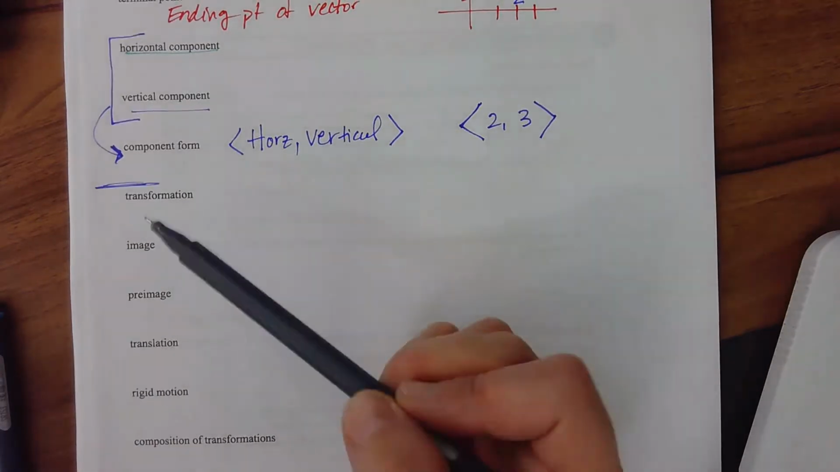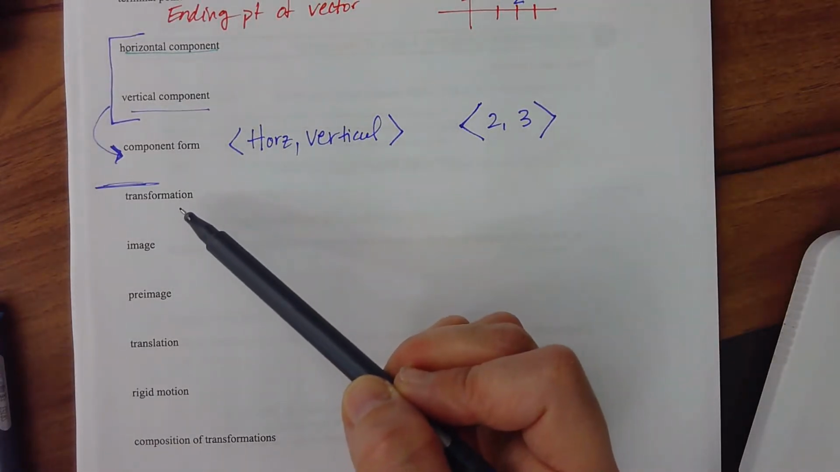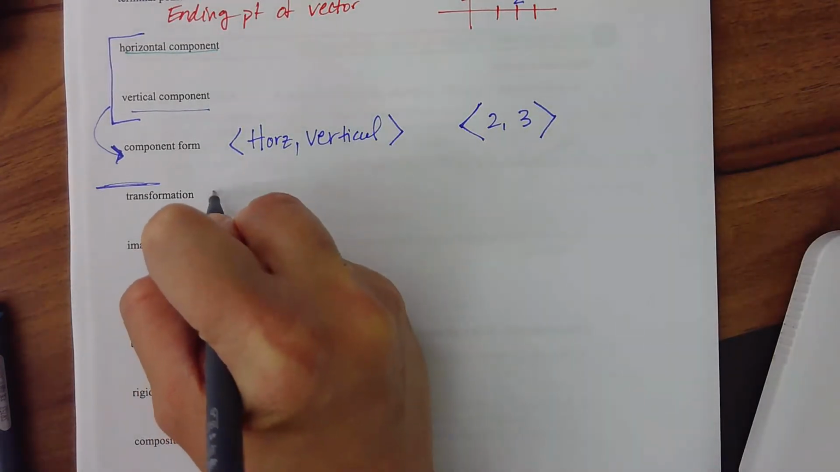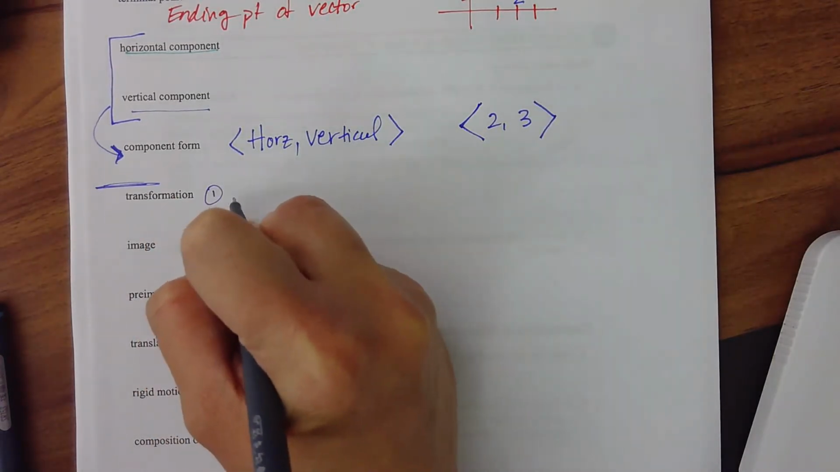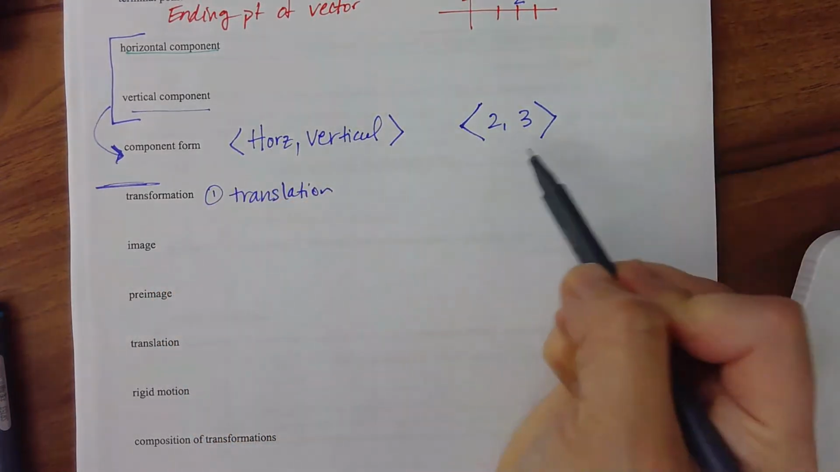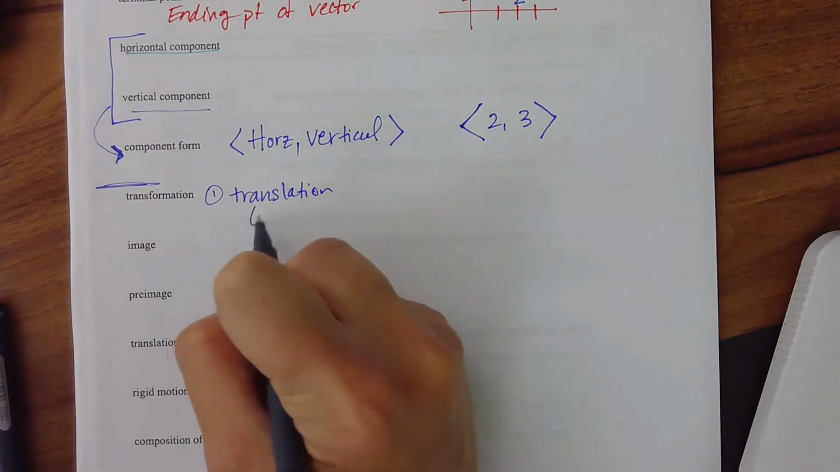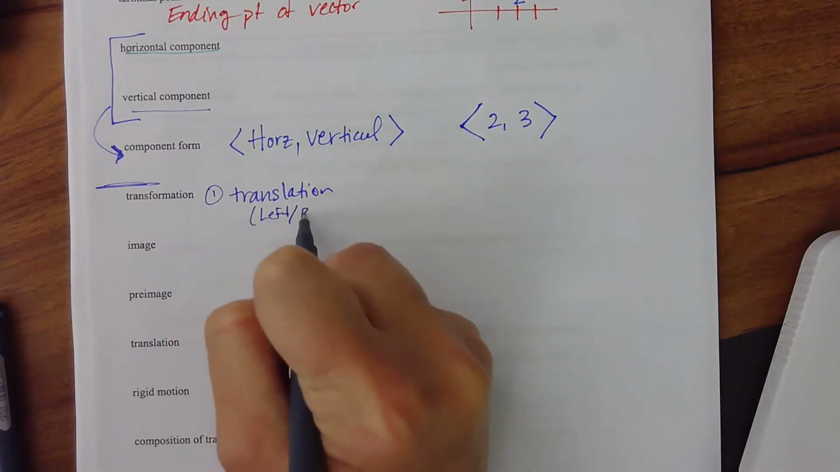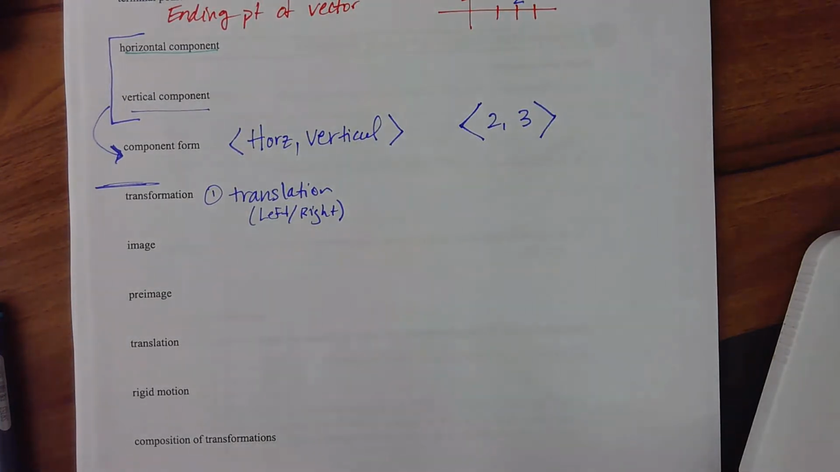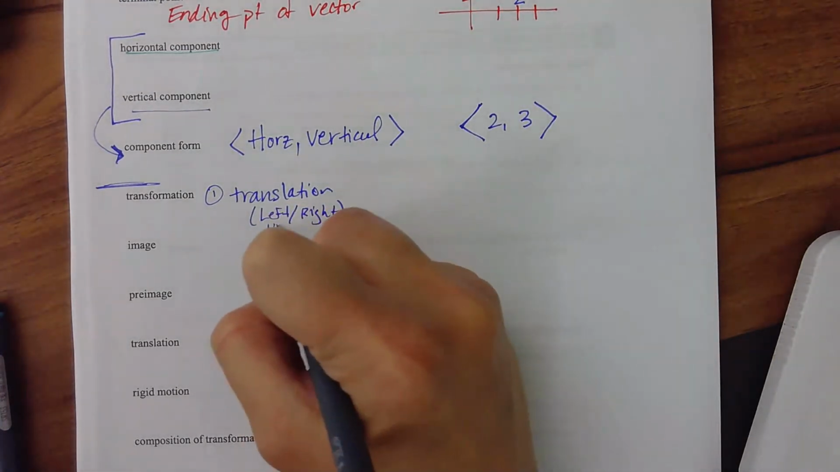In this unit, we're talking about transformations. There are 4 different types of transformations. The first is a translation, which is what I was referring to with the vector. You're going to move your function or figure left and right, and up and down too.